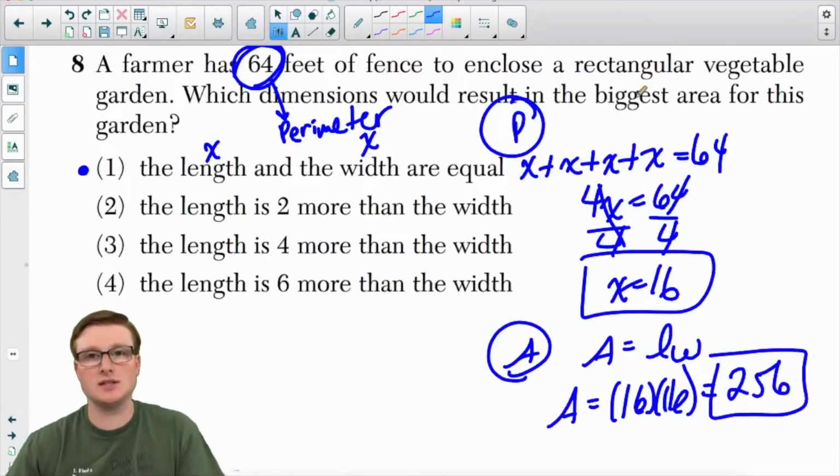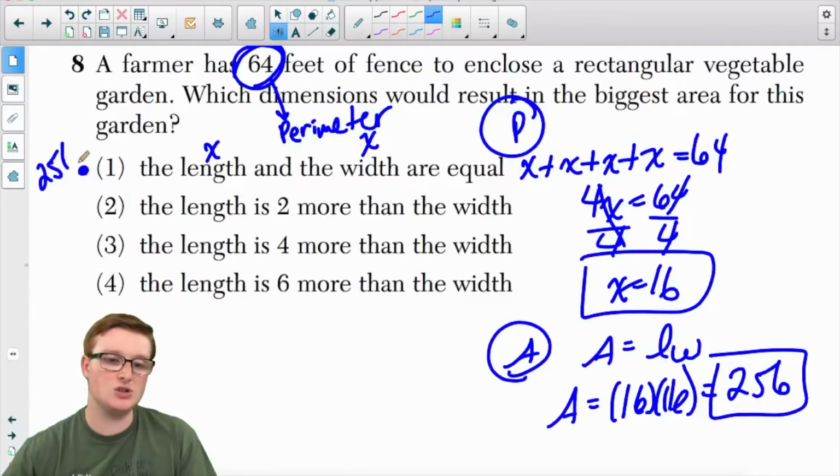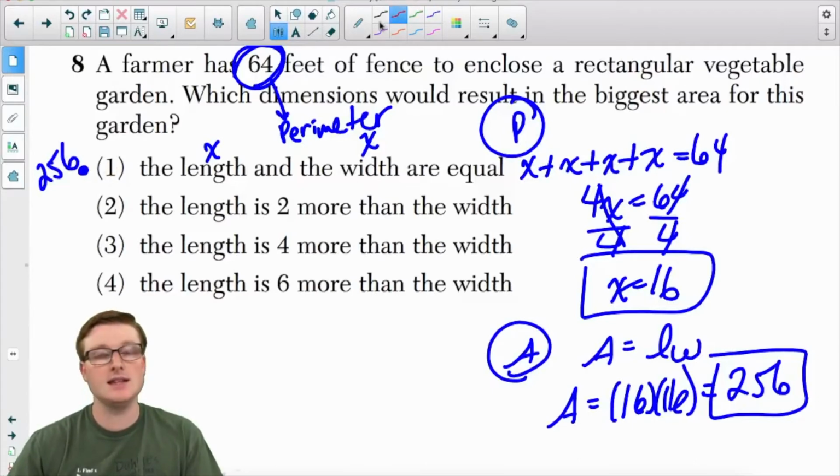It's asking you to result in the biggest area. So the area for this is 256. Okay, let's keep going with this.